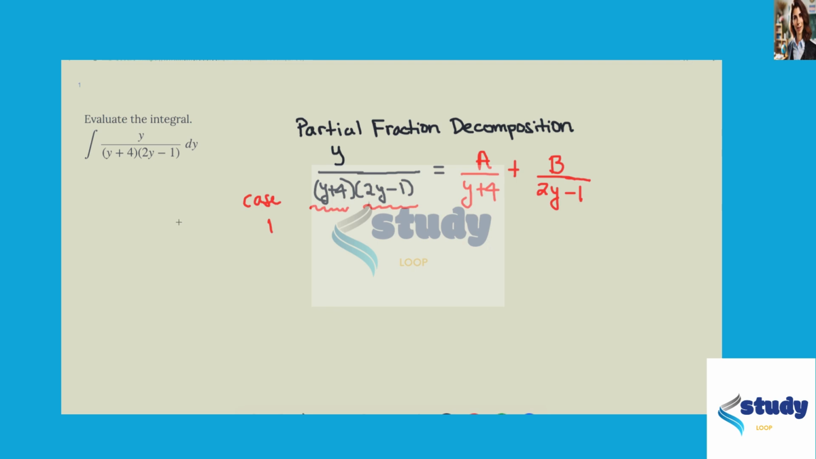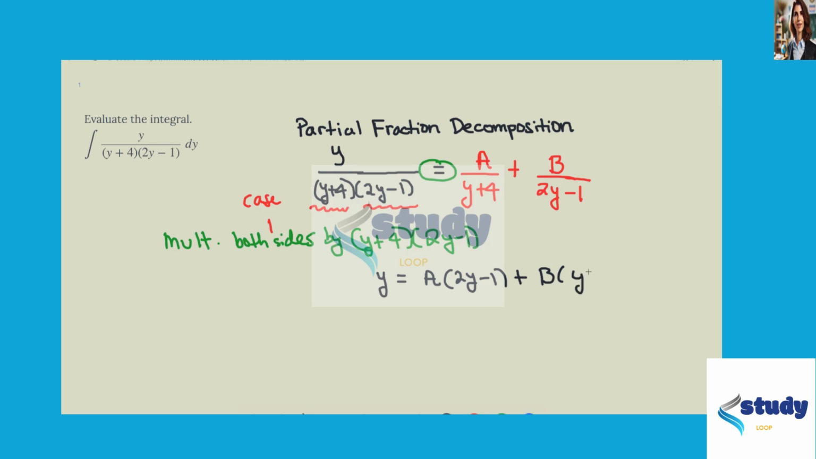So the next thing we should do is, let's go ahead and multiply both sides of this equation up here by the denominator, y plus 4, times 2y minus 1. On the left-hand side, the denominator cancels out. And then on the right-hand side, for the first term, the y plus 4's cancel out, and for the second term, the 2y minus 1's will cancel out.